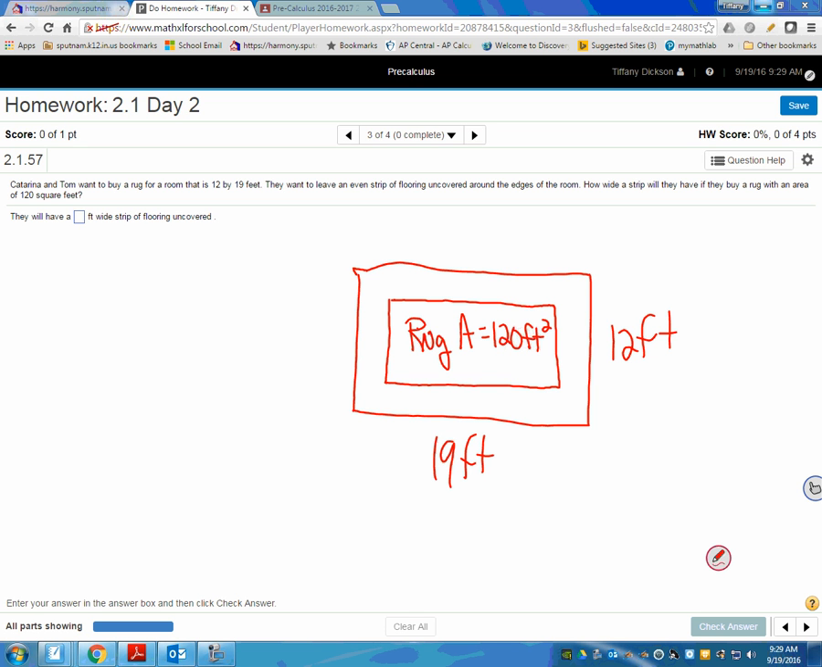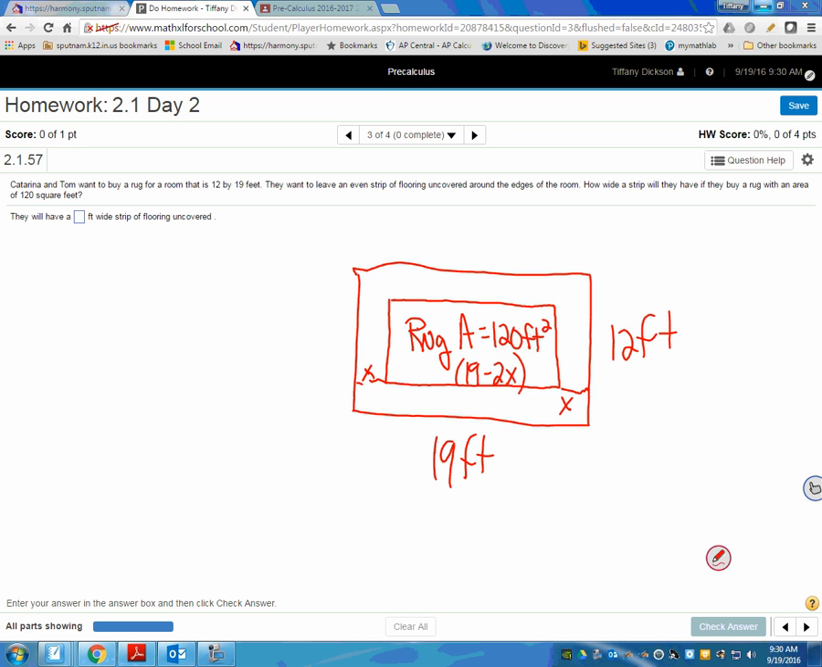That is true. Okay, so we want this to be an even strip. What I imagine is this strip. I don't know what it is, but I would call that X. I could call this X. So if this whole room was 19 feet, and I take X off each end, then my rug would be 19 minus 2X feet.